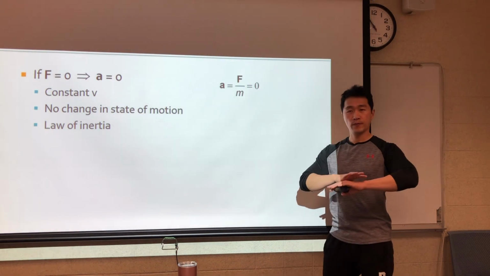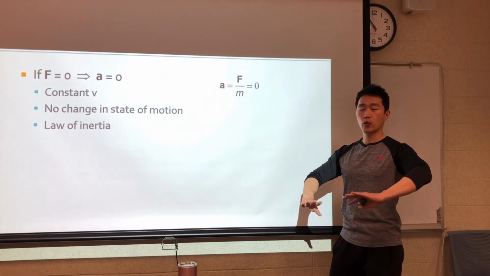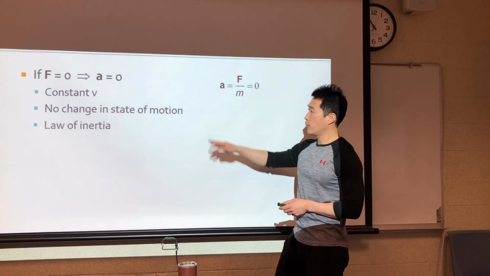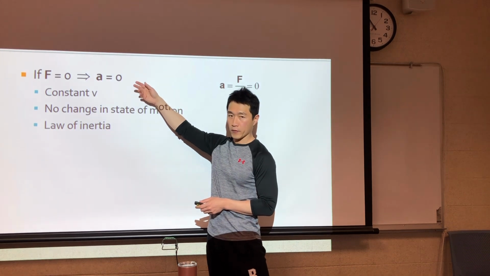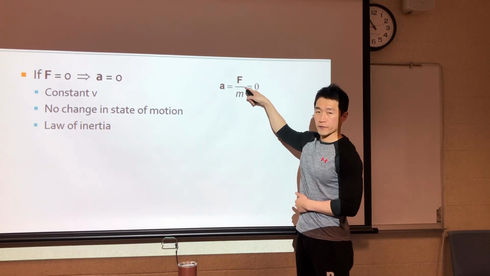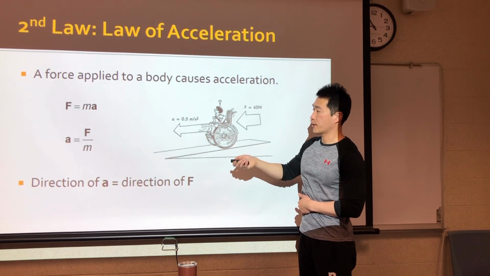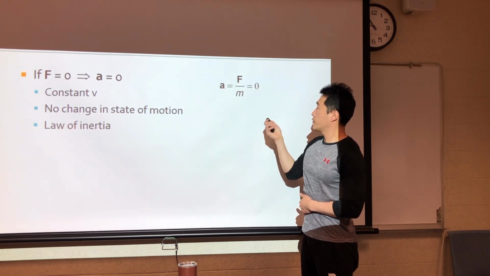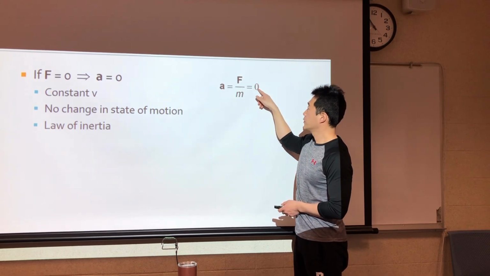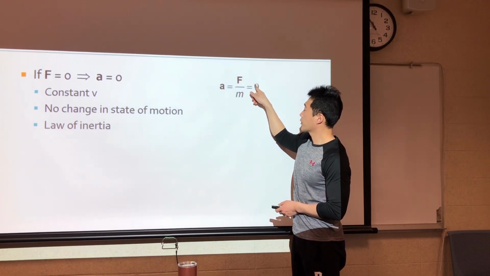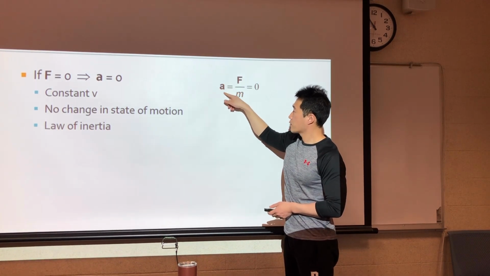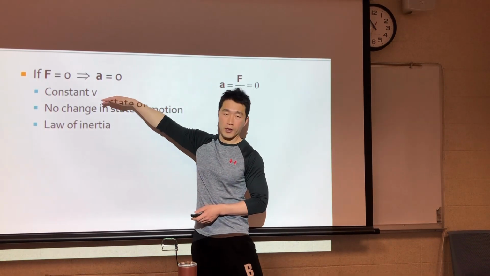Although these two are separate, different concepts, they are very close to each other. For example, this is from the second law of motion, the law of acceleration. Under this condition, if F is equal to 0, then in order for this to be 0, acceleration must be 0. And 0 acceleration means, as you learned, constant velocity.